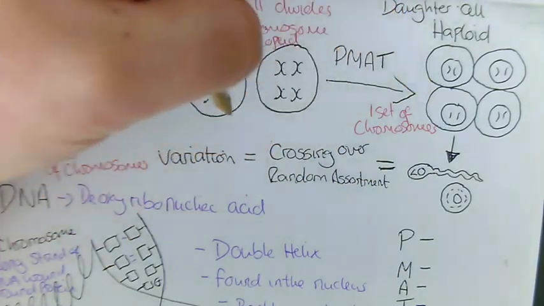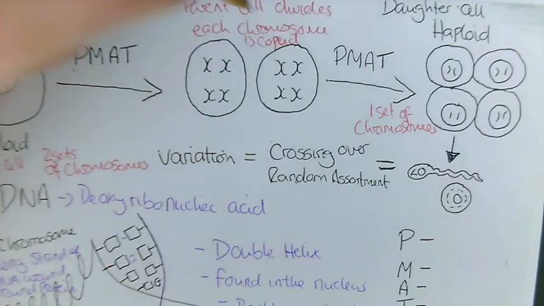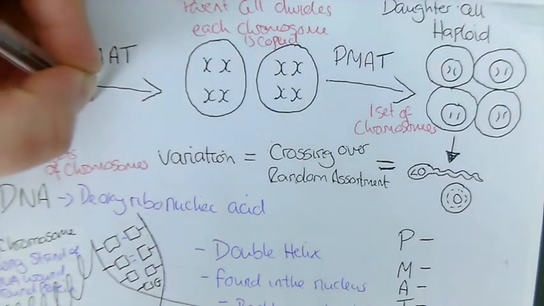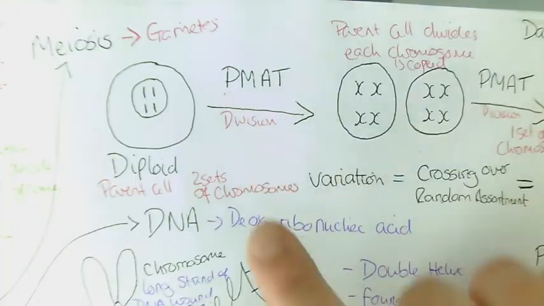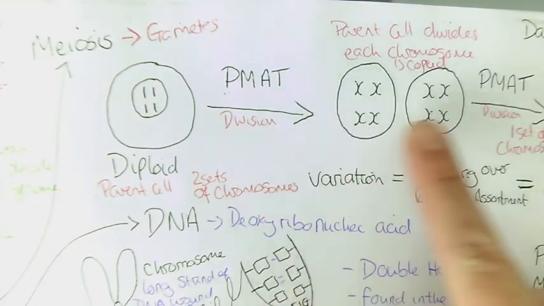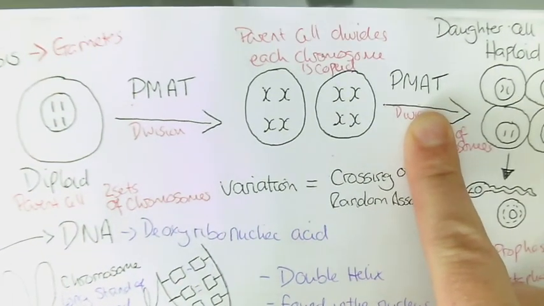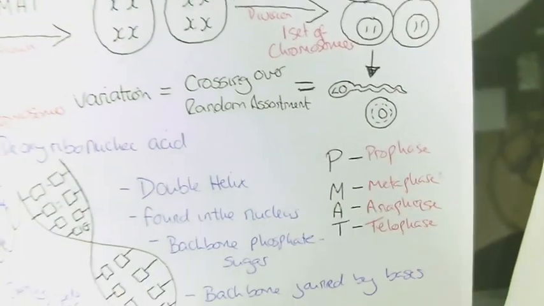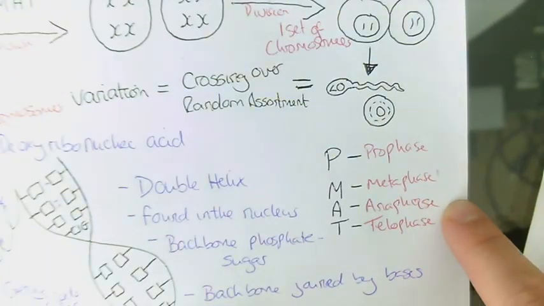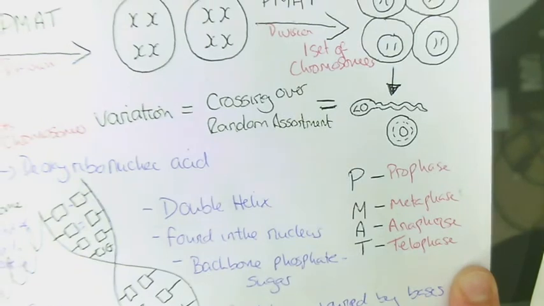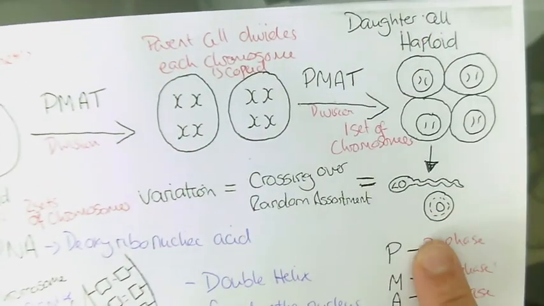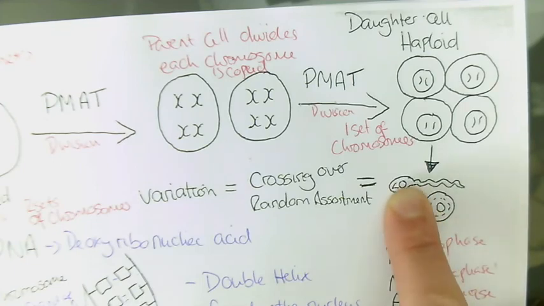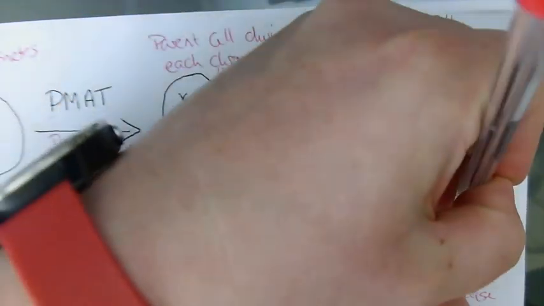Okay, so this is division again. PMAT will also be known as division. So with meiosis, when I've written PMAT in both places, we've got 2 rounds of division. That means we've got prophase, metaphase, anaphase and telophase. These cells at the end are our gametes, our sex cells, so we've got our sperm and our egg.